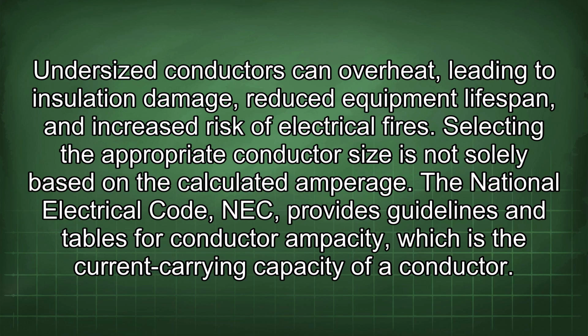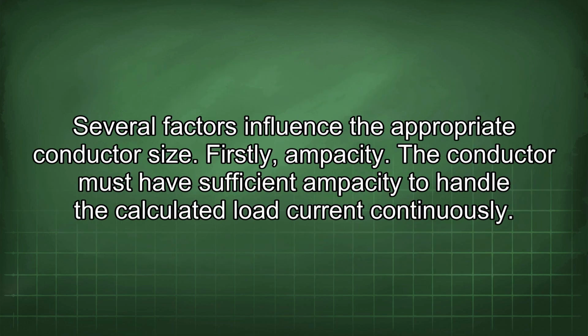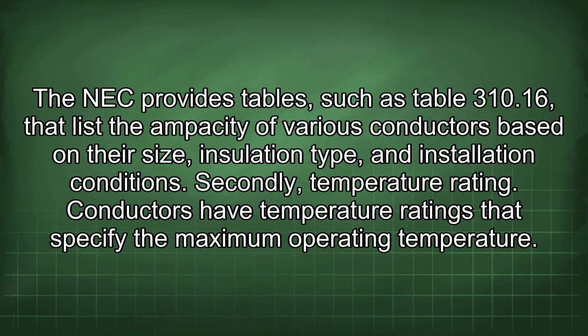Selecting the appropriate conductor size is not solely based on the calculated amperage. The National Electrical Code (NEC) provides guidelines and tables for conductor ampacity, which is the current carrying capacity of a conductor. Several factors influence the appropriate conductor size. Firstly, ampacity. The conductor must have sufficient ampacity to handle the calculated load current continuously. The NEC provides tables, such as Table 310.16, that list the ampacity of various conductors based on their size, insulation type, and installation conditions.